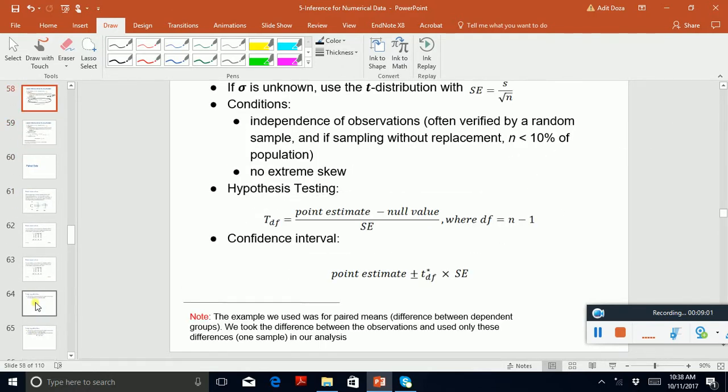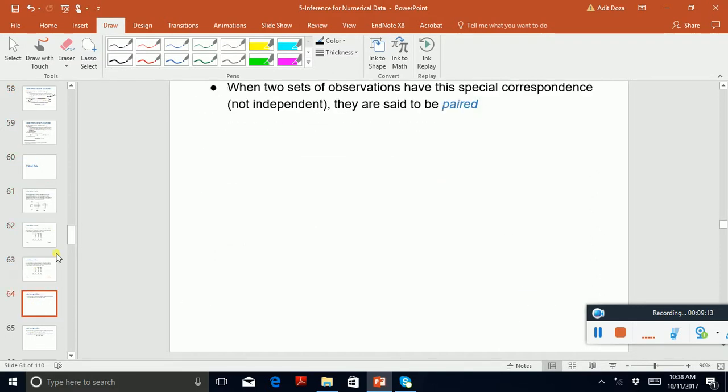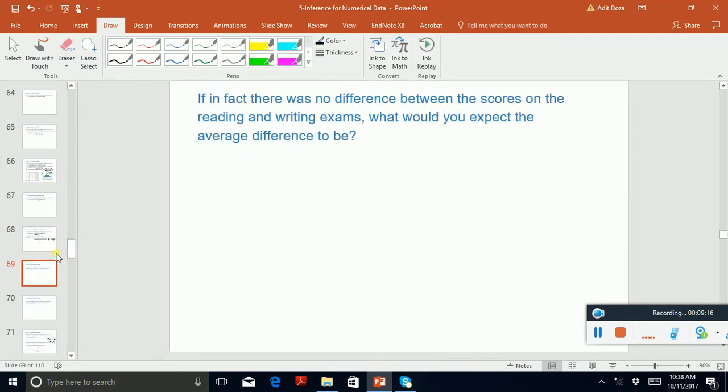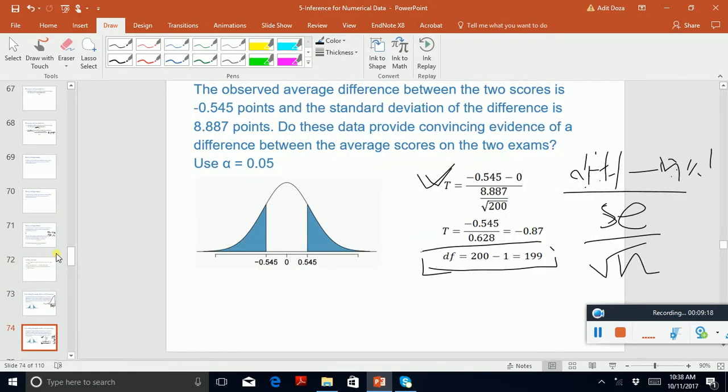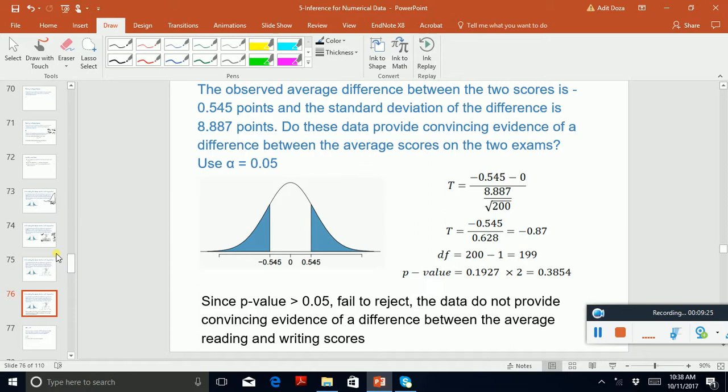Let's see, where is it? Yes. This is important to understand to test the hypothesis test. Okay, this is the formula in slide, it's in slide 58, not 64. So slide 58. Right. So we got the p-value to be 0.3854. Since the p-value is greater than 0.05, we fail to reject the null. Okay, you should write the entire thing.